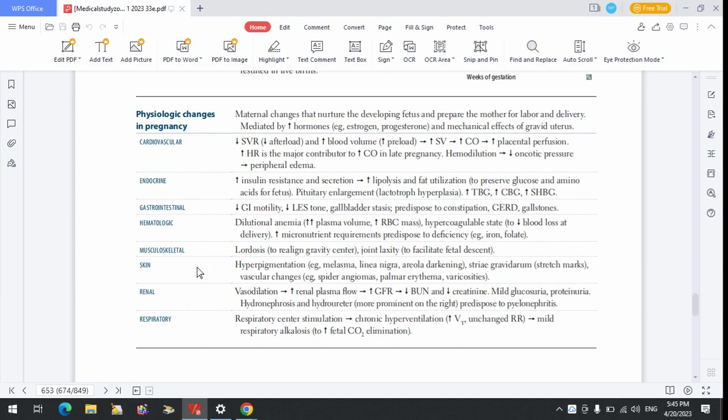Then musculoskeletal, number one, they release a hormone called relaxin. Relaxin helps to relax the pelvic ligament so that you can have widening of the pelvic cavity to facilitate easy fetal descent during labor and delivery. Then lordosis is just something you can picture. Lordosis is when you are standing and pushing your stomach forward.